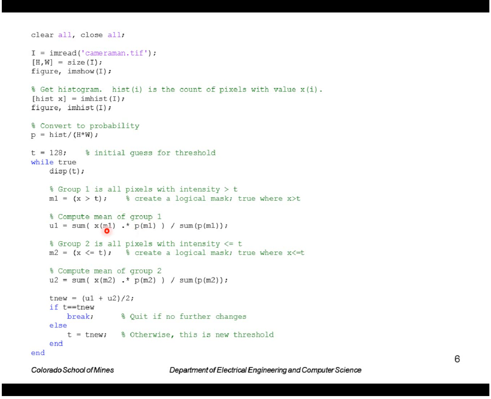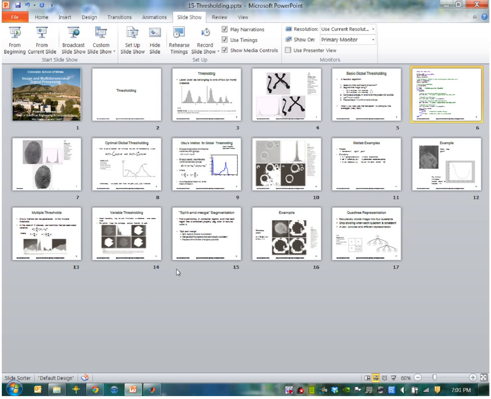This expression computes the mean of group 1, taking each value of x, the intensity, times the corresponding probability of that intensity, and then dividing by this normalization here. We do the same thing for group 2. Here's our computation of the midpoint between the 2 means, and then we can break out of the loop if there are no further changes. So let me run this.